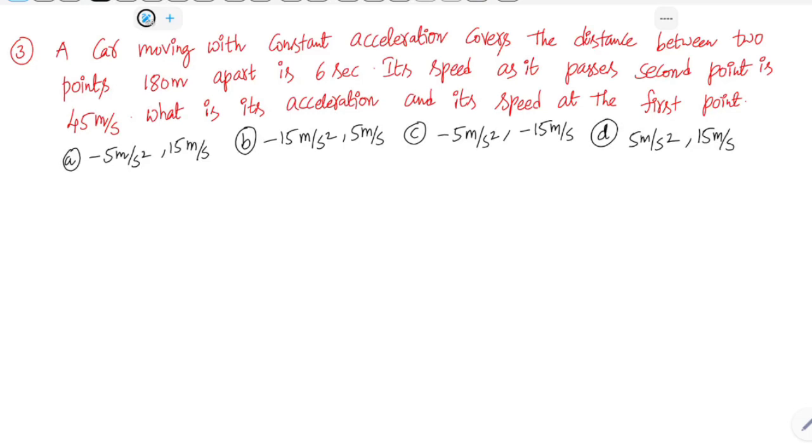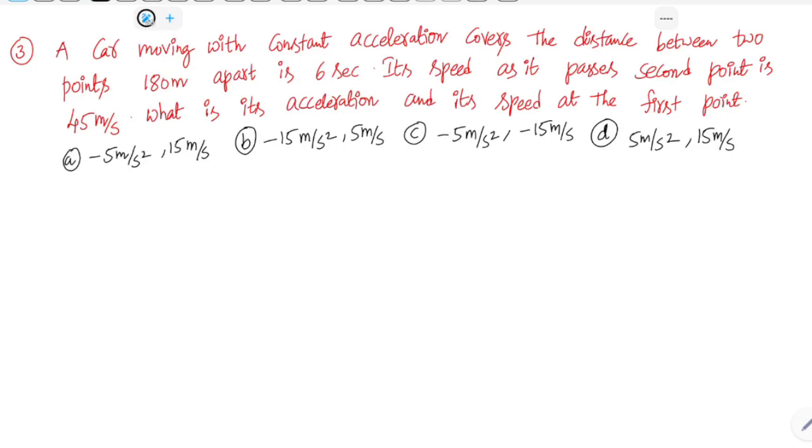So this is the third problem. A car moving with constant acceleration covers the distance between 2 points 180 meter apart in 6 seconds. It means the car is moving with uniform acceleration. It covers 2 points which are at a distance of 180 meter, and the car took 6 seconds to cross these 2 points. Its speed as it passes the second point is, means here the final velocity is given, which is 45 meter per second. We need to find the acceleration and its speed at the first point.